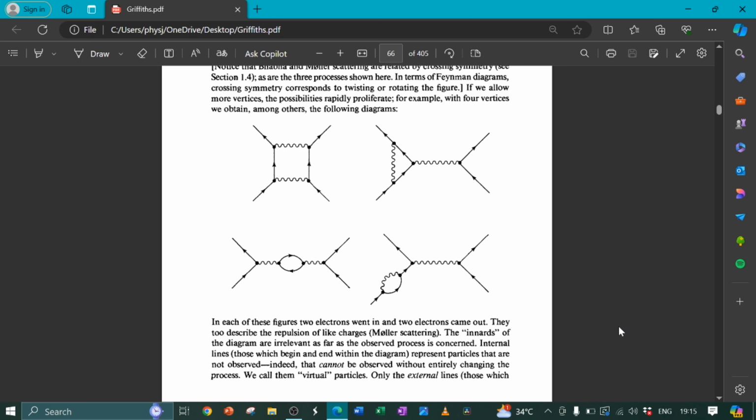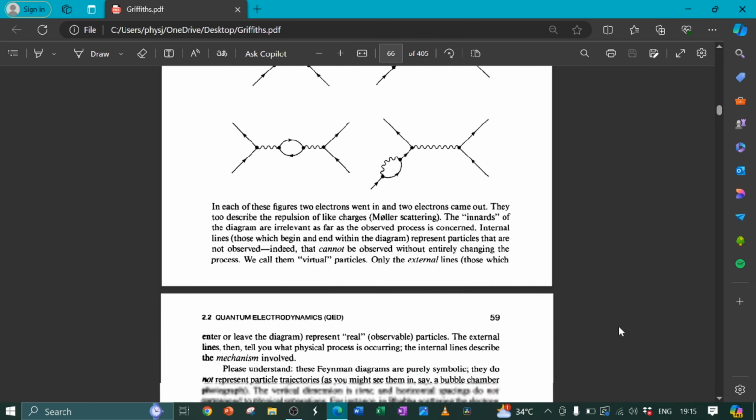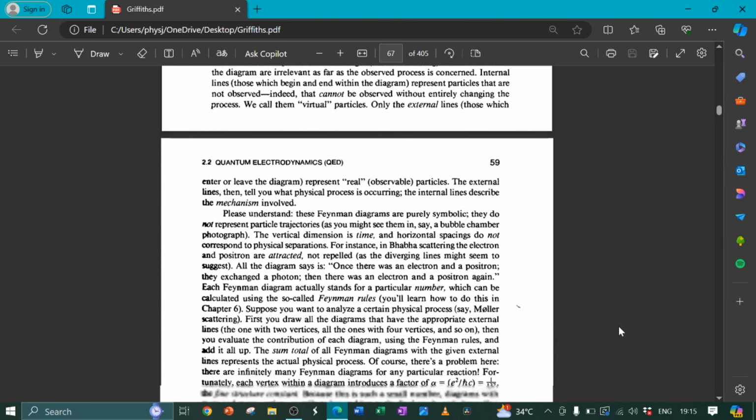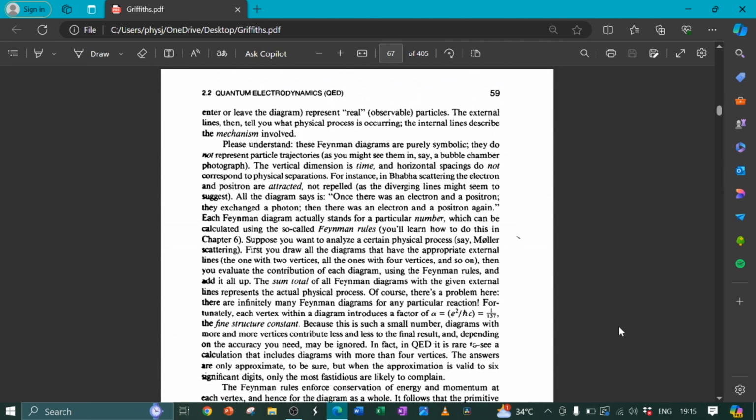Only the external lines, those which enter or leave the diagram, represent real observable particles. The external lines then tell you what physical process is occurring. The internal lines describe the mechanism involved.